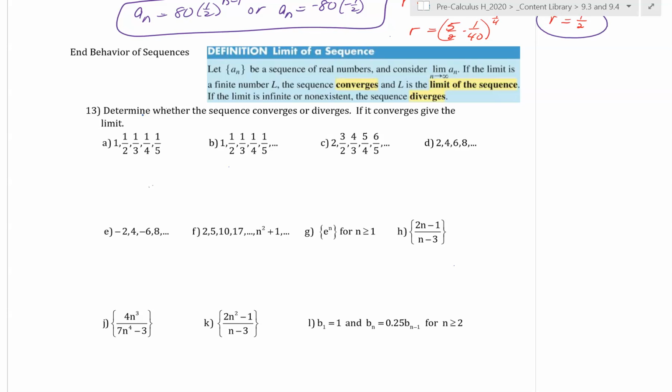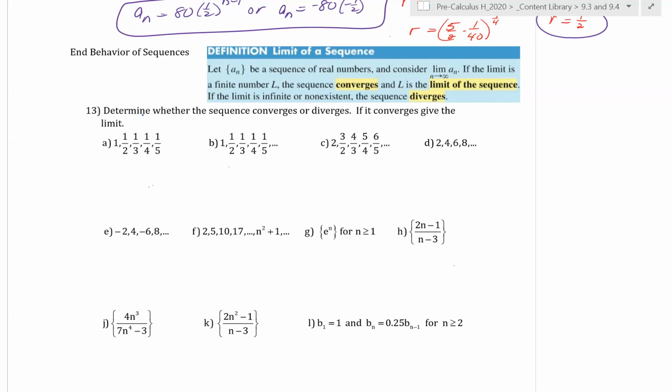Okay, so we're talking about the end behavior of sequences. So we're thinking about if you have an infinite sequence, a progression of numbers, what is happening as n approaches infinity for a sub n. Your sequence will either converge, so it will approach some number, or the limit of the sequence, if it's infinite or non-existent, there is no limit, then the sequence diverges. So let's just look at a couple examples and think about this.